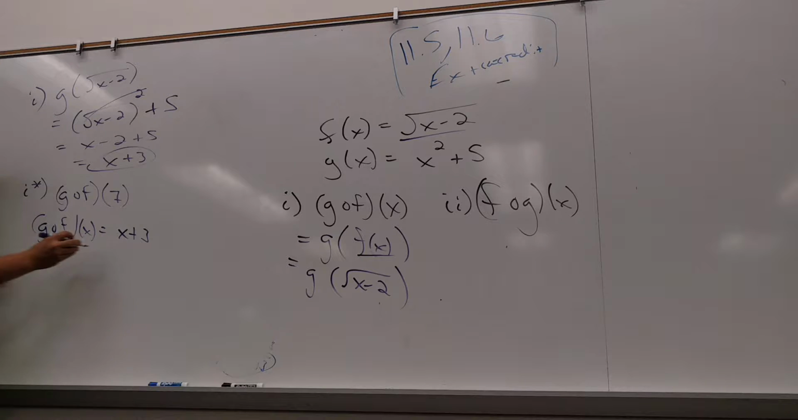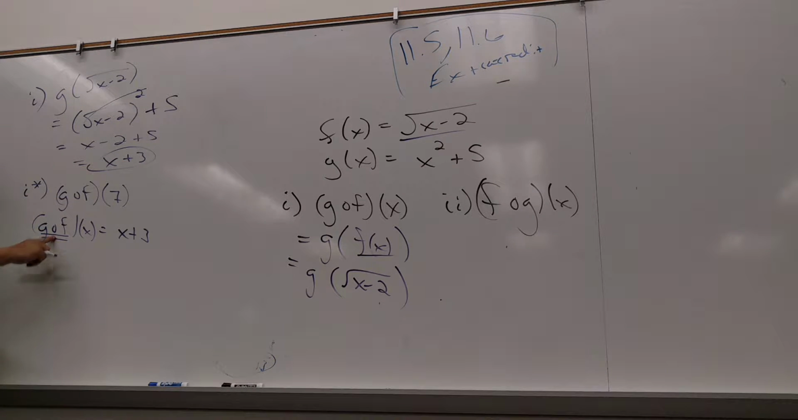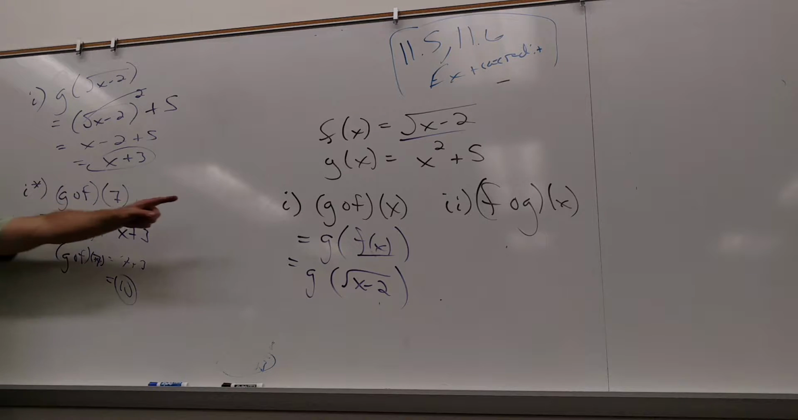So this is one reason why they wanted a notation that looked like this, because that is its own function now. When I put f into g, I get this function. So what's the g of f function? x plus 3. So then what's g of f of 7? 7 plus 3, so 10. You're creating a new function.